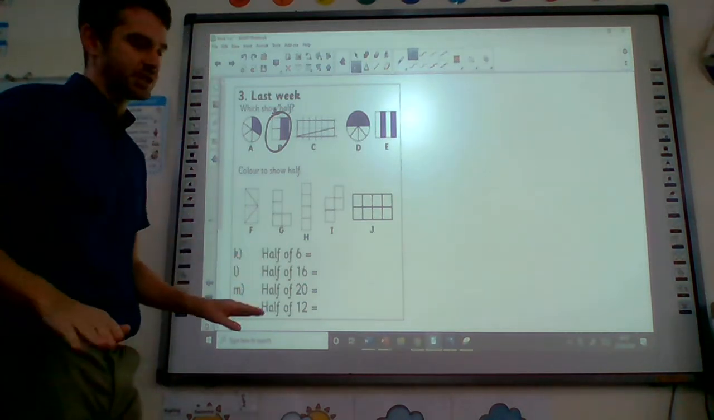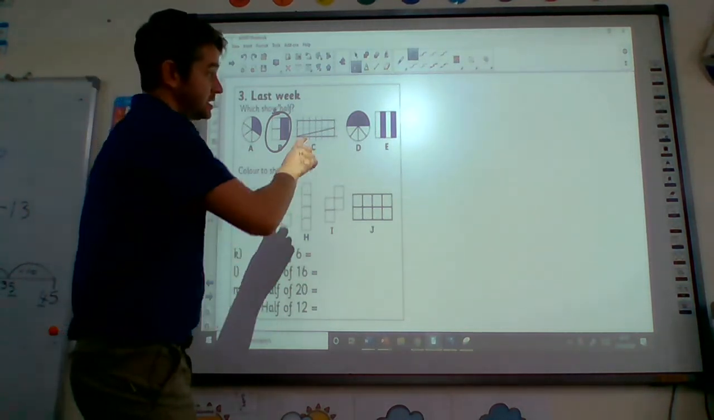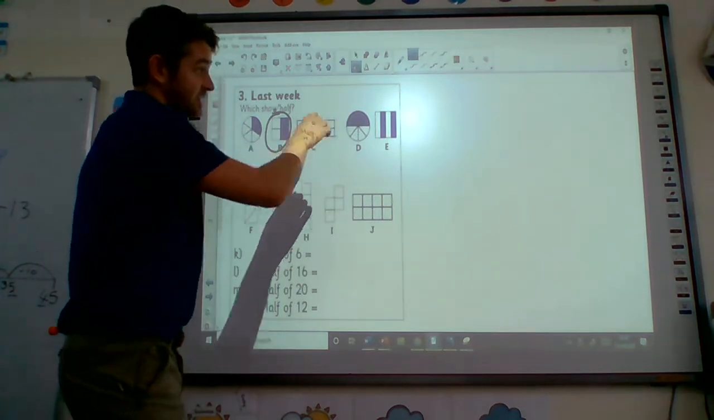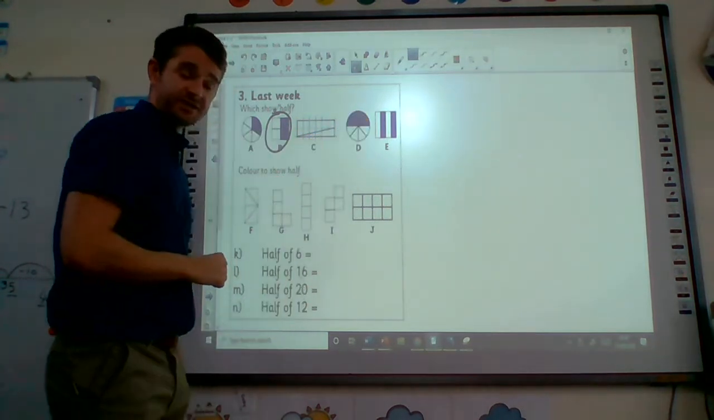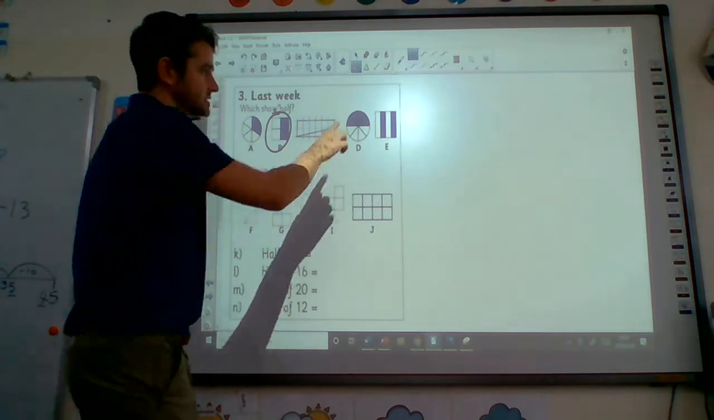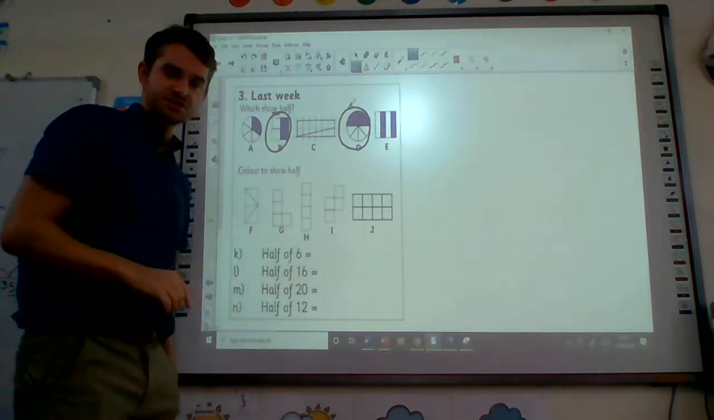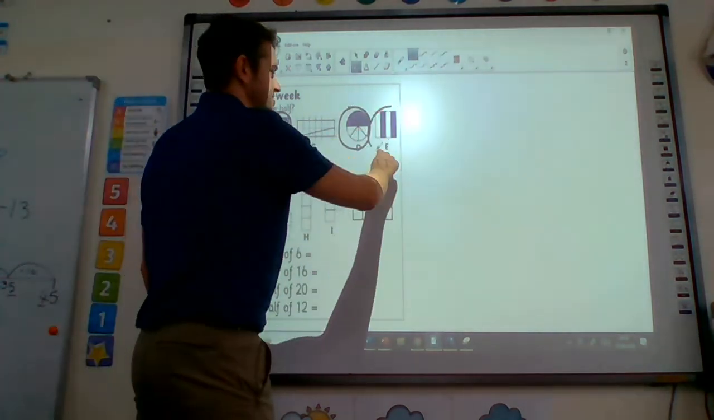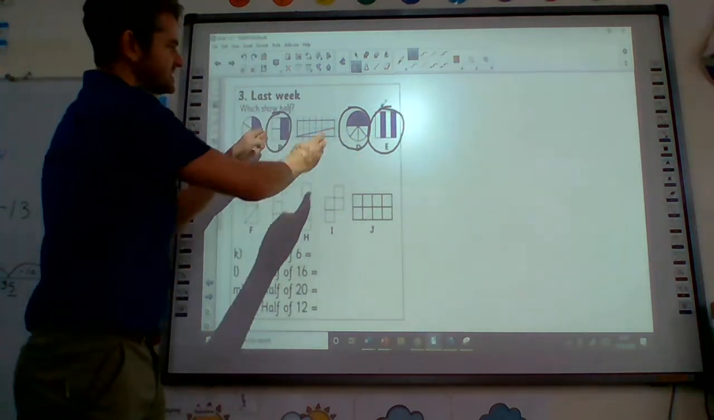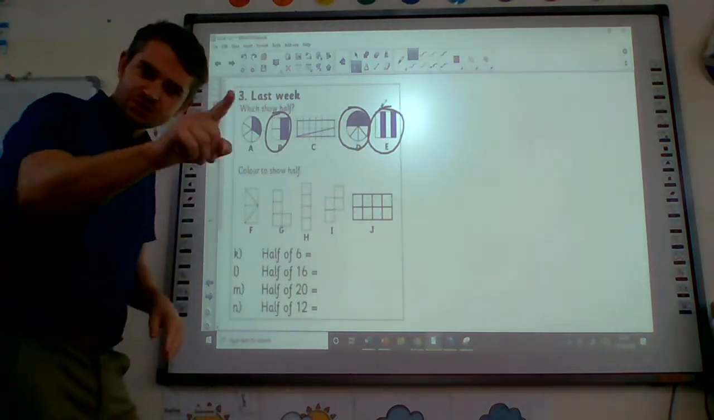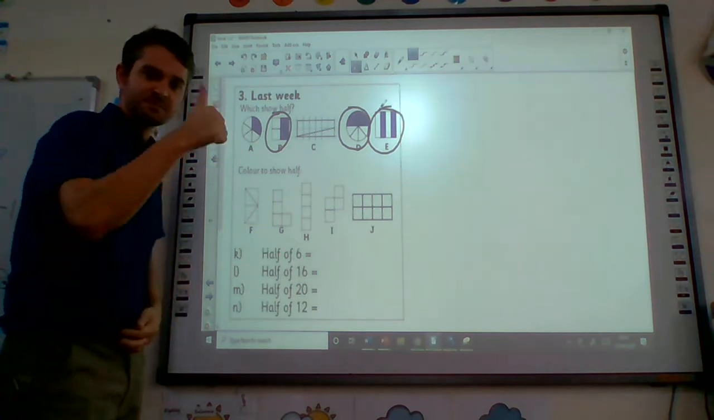Not equal, not half. D, I'm looking at the shape of it and I can see that half of it is coloured in blue. The blue and the white are the same. D does show half, and so does E. Lots of different ways of showing half. Did you spot all of them? If you did, well done.